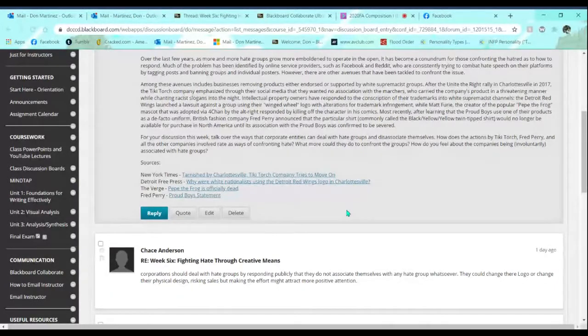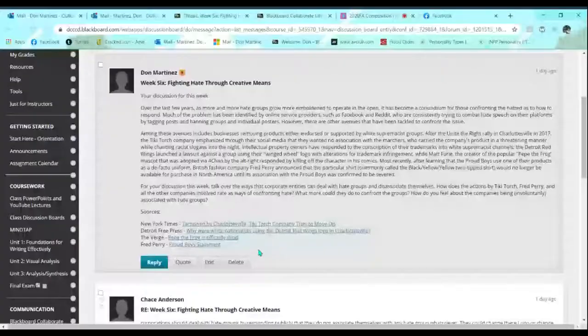Now, one other thing I should note, other articles have noted that they come out very strongly in the statement against hate groups and against white supremacy and things like that. However, some people have also noted that in the past, Fred Perry's shirts have also been used as a so-called uniform for British skinheads, which tends to kind of undercut the message they're trying to put out right now.